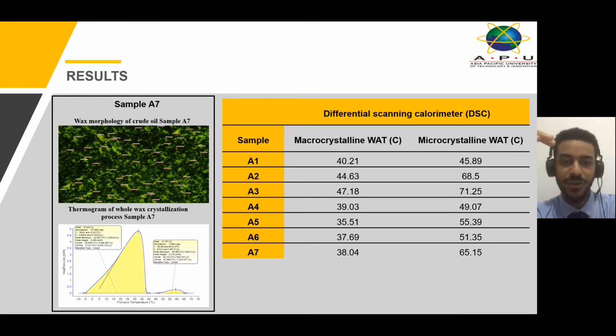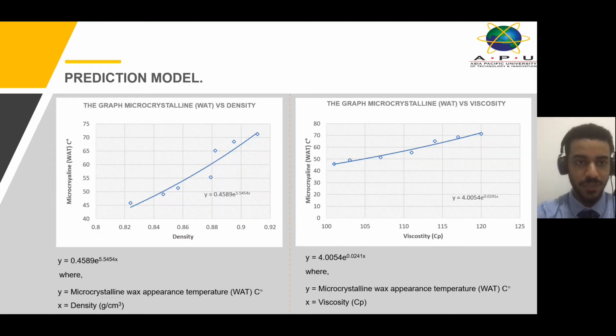So as we can see, two recordings were done for macro and micro, but for this research we concentrate only on micro, because it's the one that occurs earlier than macro. So these were the prediction models which were created. As we can see, two parameters were selected, density and viscosity, whereby we get our model and we can see the values of X and Y stated respectively. So any substitution of the density of the sample will give you the wax appearance temperature of a particular sample.